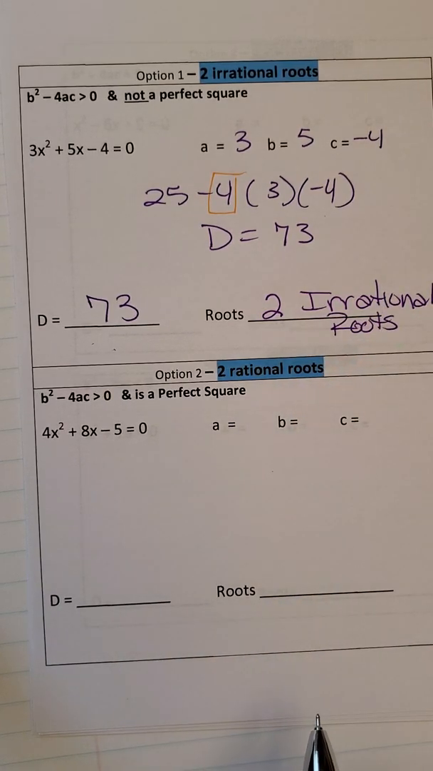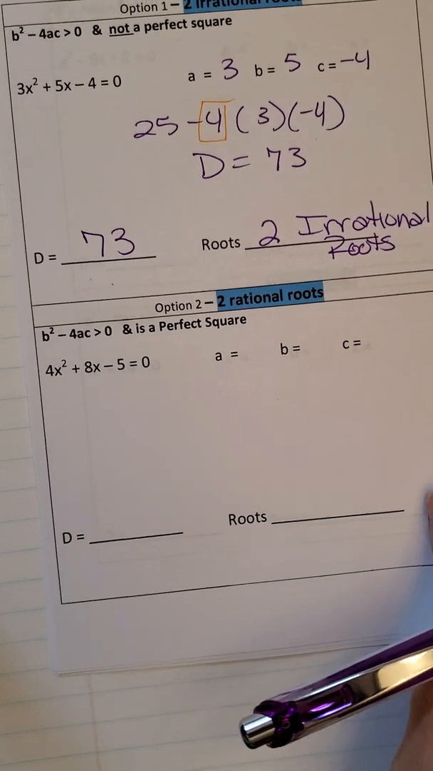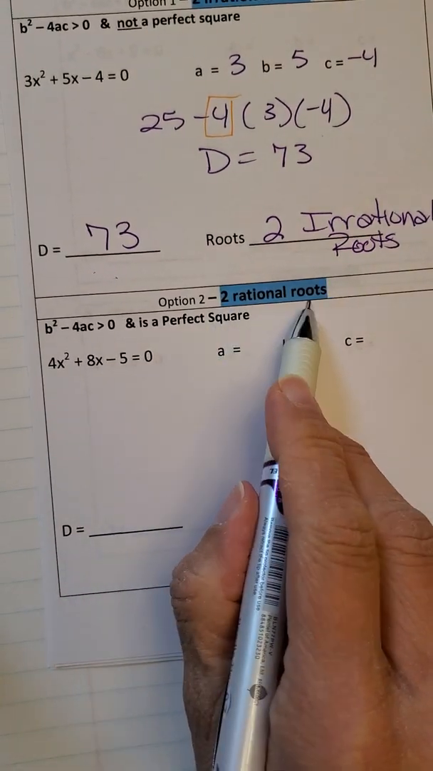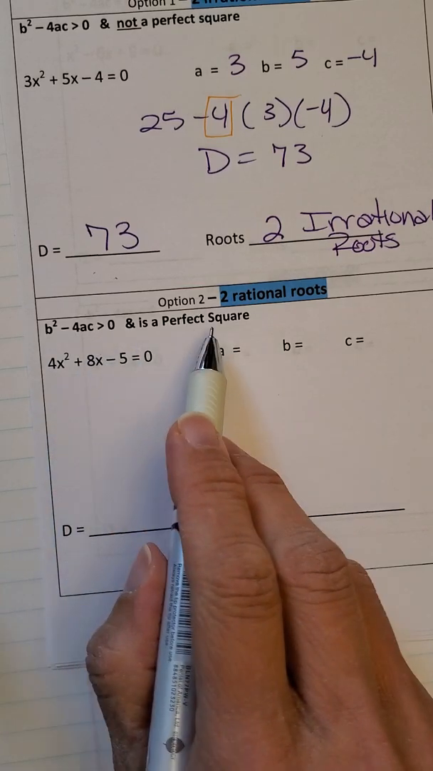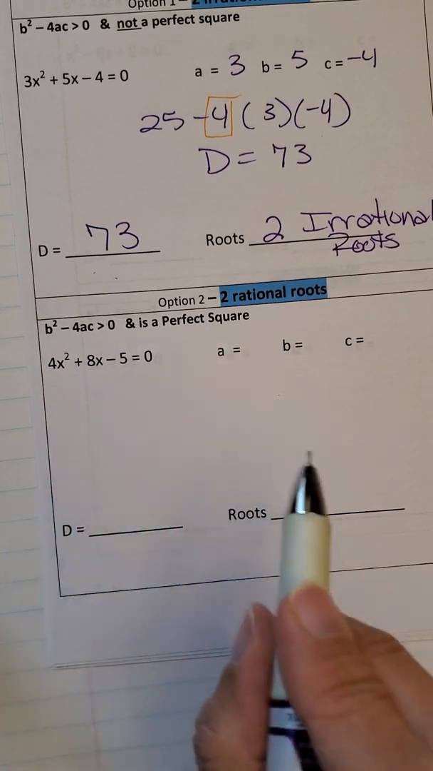Okay? Greater than 0, not a perfect square, 2 irrational roots. Next option, 2 rational roots. So now it's still greater than 0, but it is a perfect square. So let's do an example of that.